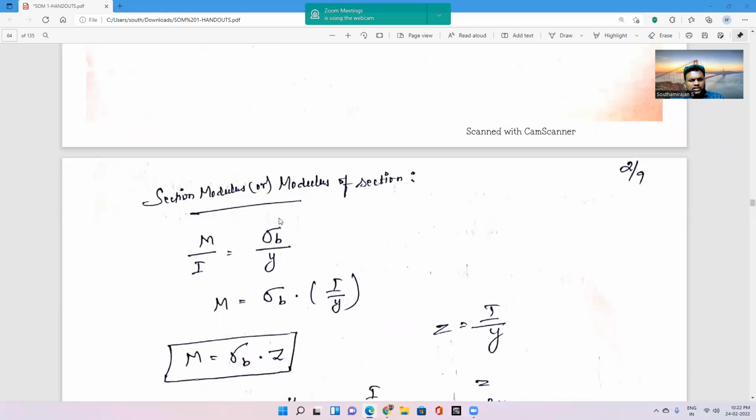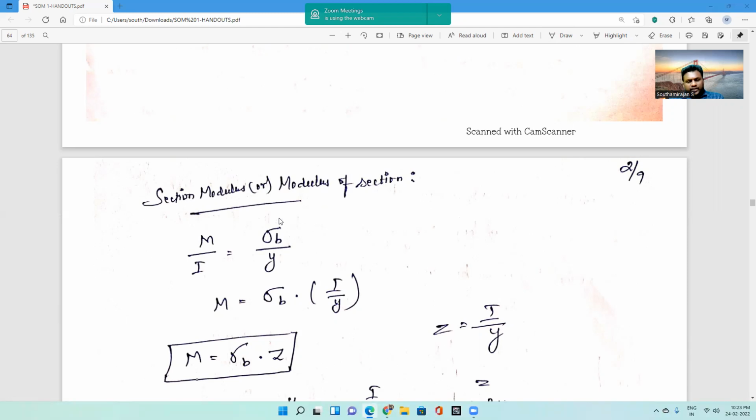its cross section. So we know a well-known formula from the theory of simple bending: M by I equal to sigma B by Y. So M equal to sigma B into I by Y. By making rearrangements, we find that the moment of inertia divided by the distance from the neutral axis of the member will be the section modulus. Section modulus Z is equal to I by Y.